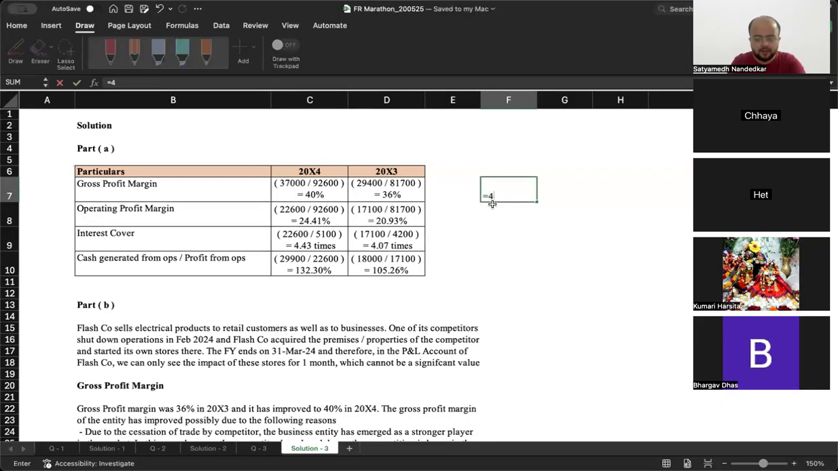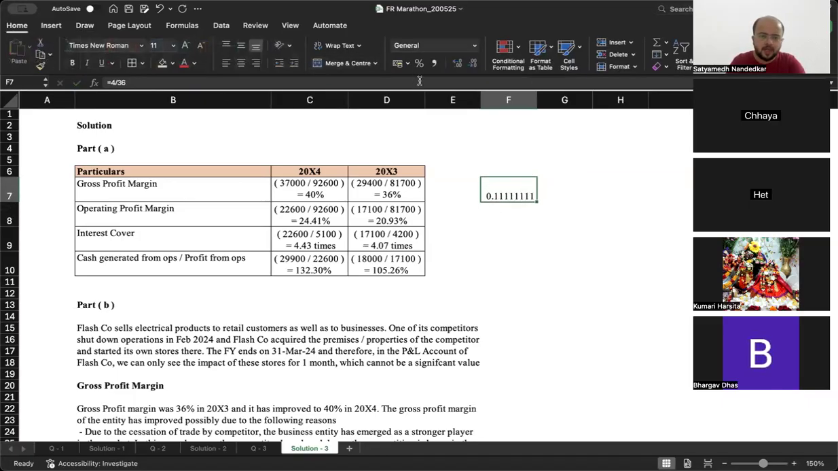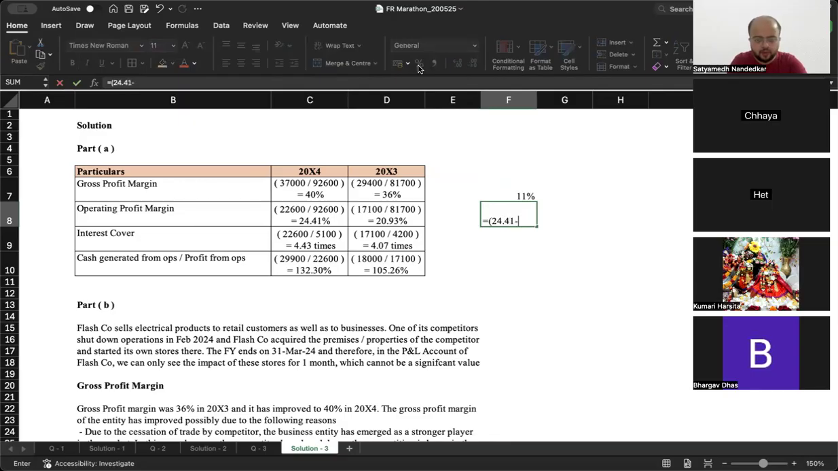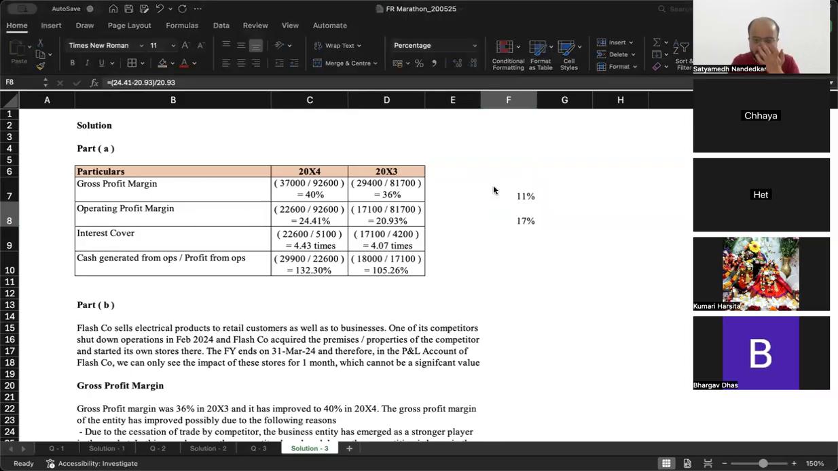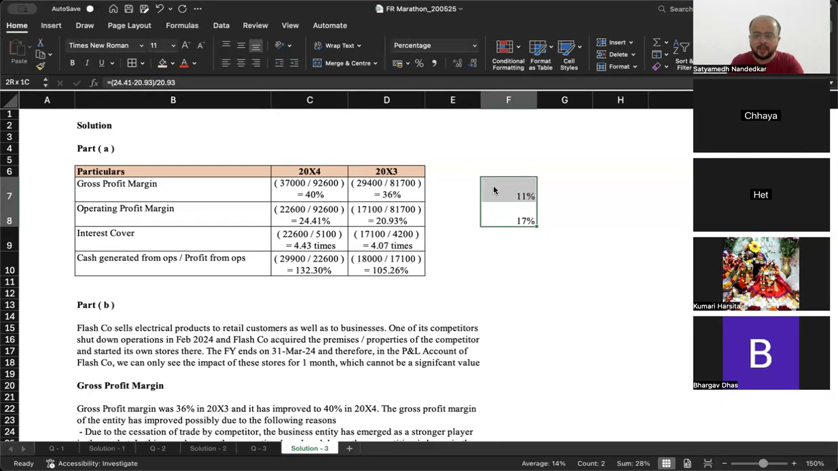ये कितने से improve हुआ है? 4/36. Your GP margin has improved by roughly 11%. 24.41 minus 20.93 upon 20.93. आपका जीपी मार्जिन इंक्रीज हुआ है बाय 11%. आपका ऑपरेटिंग प्रॉफिट मार्जिन इंक्रीज हुआ है बाय 17%, राइट? है ना? As compared to last year.